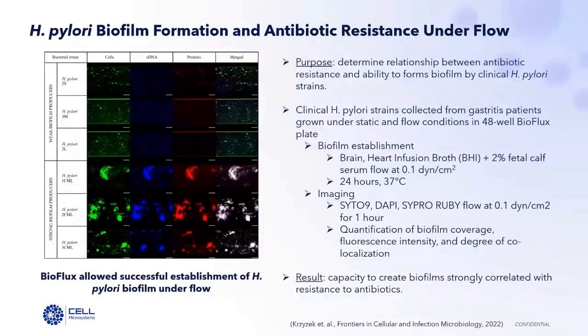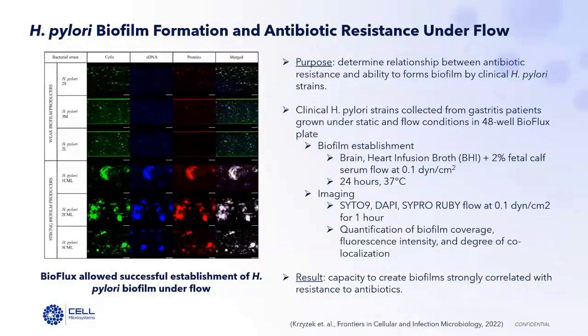In the last study that I'll highlight today, H. pylori biofilms were grown in bioflux plates to understand the relationship between antibiotic resistance and the bacteria's ability to form biofilms. 24 clinical strains of H. pylori obtained from gastritis patients were sorted into different categories dependent on their reaction to a host of antibiotics. The bacteria were sorted into antibiotic sensitive, monoresistant, double resistant, and multi-drug resistance groups.